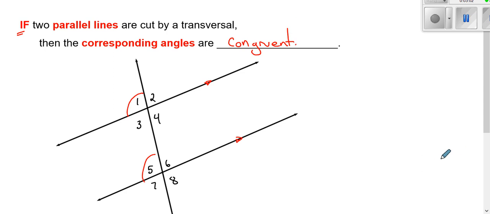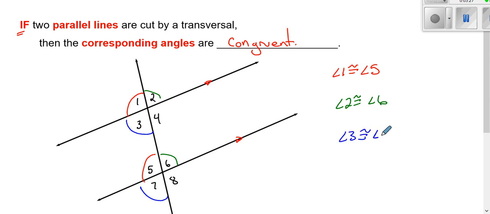Always congruent. That means they're equal in measurement. So angle 1 would be congruent to angle 5. We would also know, because 2 and 6 are corresponding angles, we could also say angle 2 is congruent to angle 6. We could also say that angle 3 is congruent to angle 7. And we could say 4 is congruent to 8. So corresponding angles would be congruent if the lines are actually parallel.